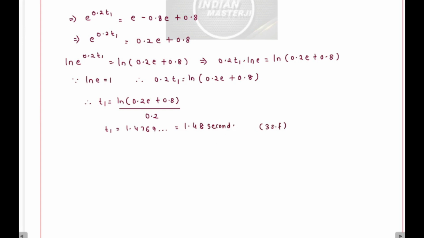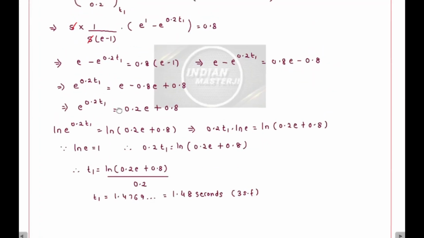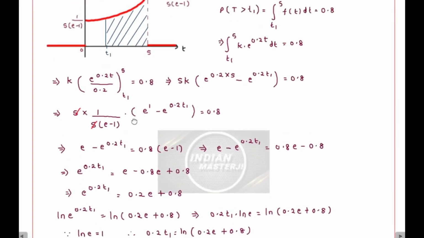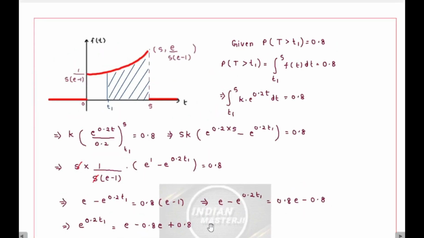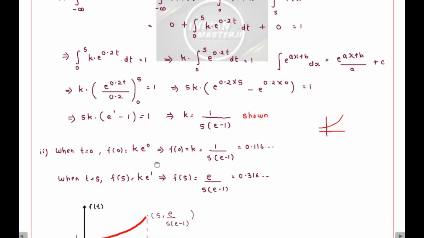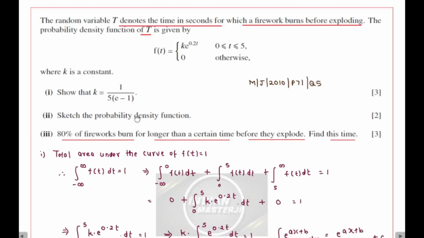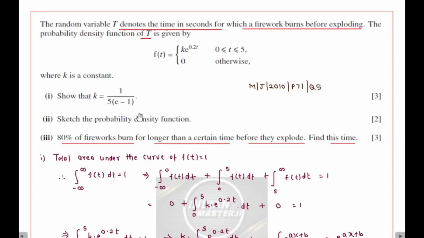So that means 80% of the fireworks, they burn for at least this much period of time, okay, before exploding, or they burn longer than this much period of time before exploding. Correct? So this answers part 3 of the question. And with this, this particular question also ends.